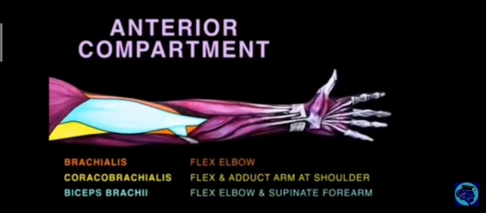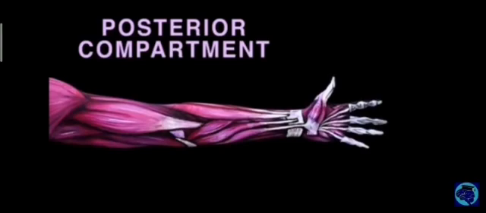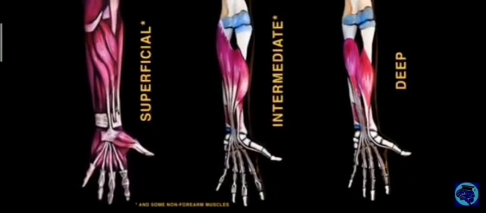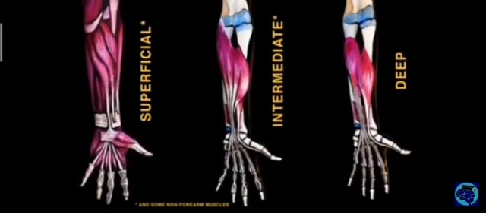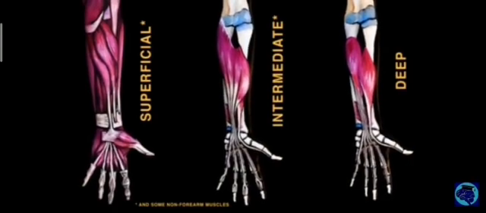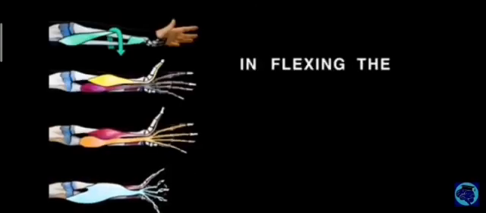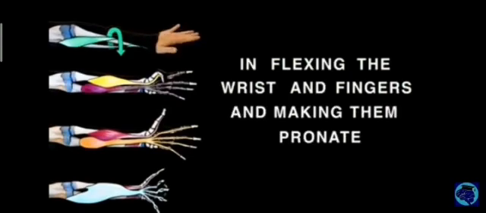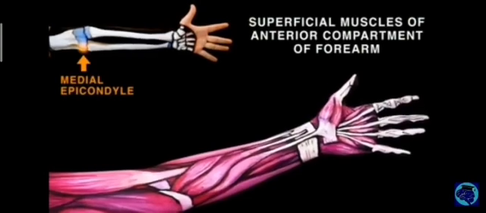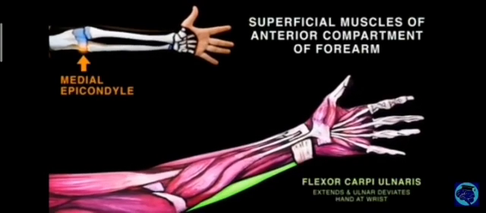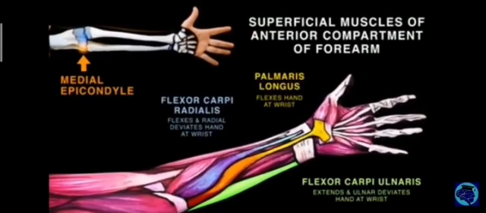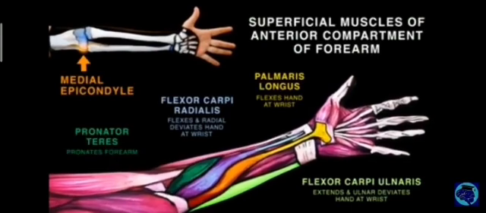and biceps brachii. And in the posterior compartment is triceps brachii. The anterior compartment of the forearm has muscles with superficial, intermediate, and deep layers. In general, these forearm muscles participate in flexing the wrist and fingers and making them pronate. Superficial ones arise from the medial epicondyle of the humerus, sharing a common tendon. They include flexor carpi ulnaris, as well as palmaris longus and flexor carpi radialis. And last but not least, there's the pronator teres.